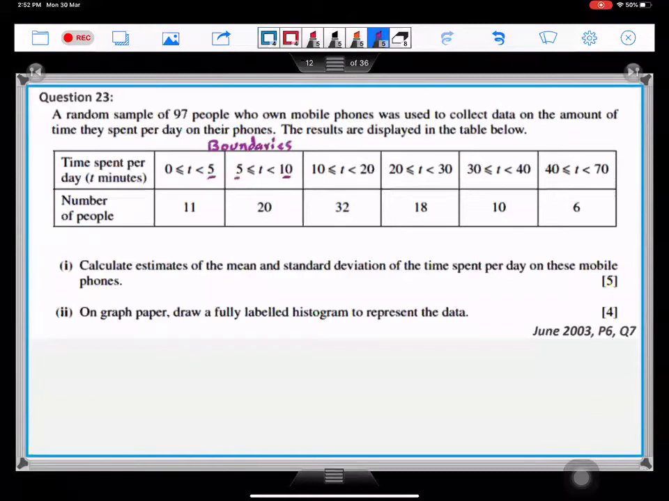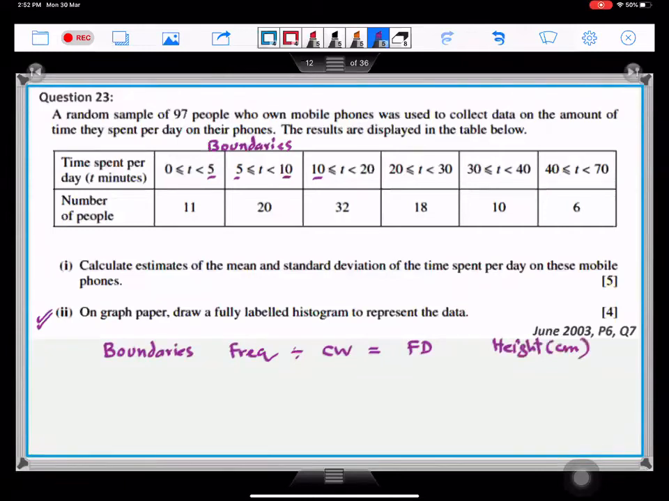On graph paper, draw a fully labeled histogram. What do you need? You need a column for boundaries, a column for frequency, and a column for class width. Frequency divided by class width is frequency density. And then you need a column for the height in centimeters that will be based upon scaling. And you obtain a histogram.